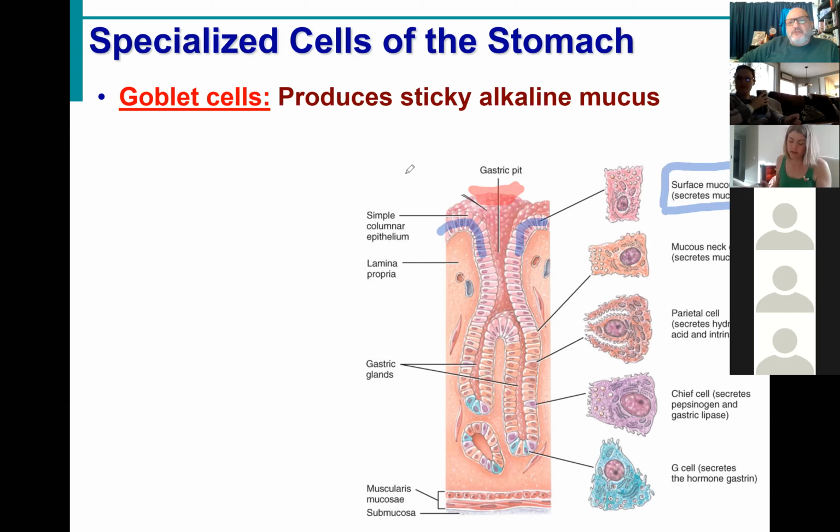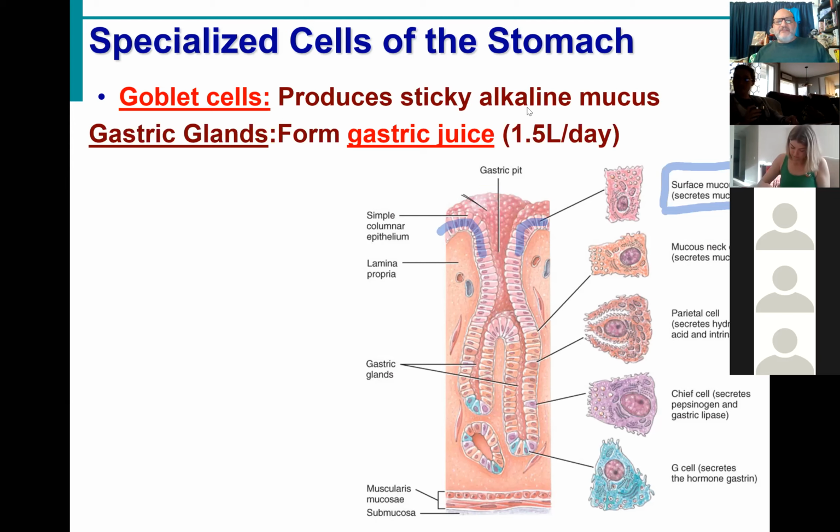An ulcer, absolutely, right? If that ulcer goes down deep enough, like all the way down to the submucosa, we can actually get a bleeding ulcer as a result of that as well. So that is definitely a bad thing that we don't want to have happen. So having that surface mucus cells producing that sticky alkaline mucus is very, very important.